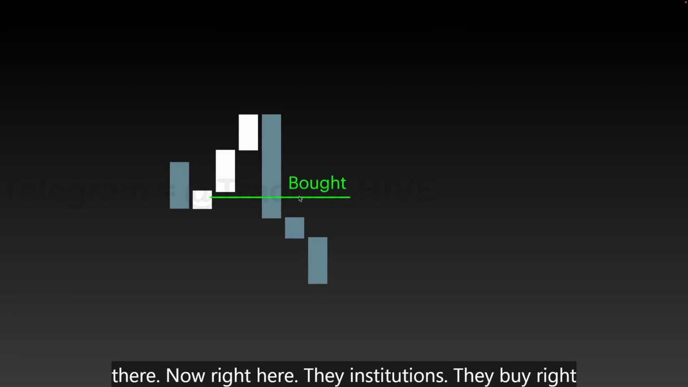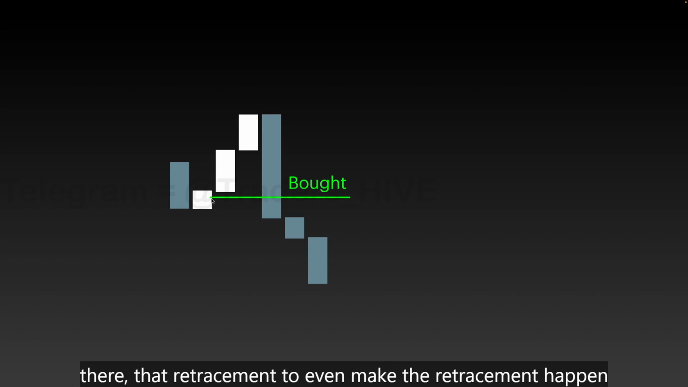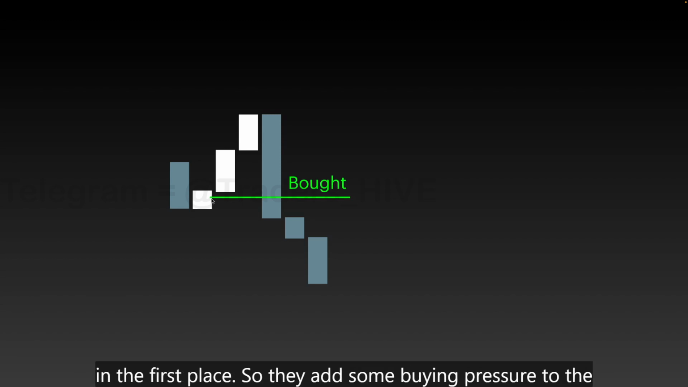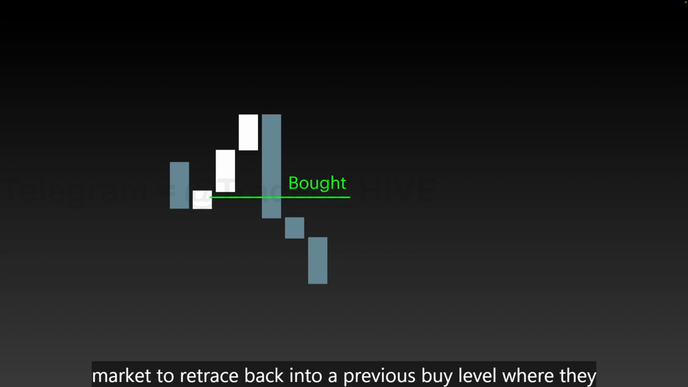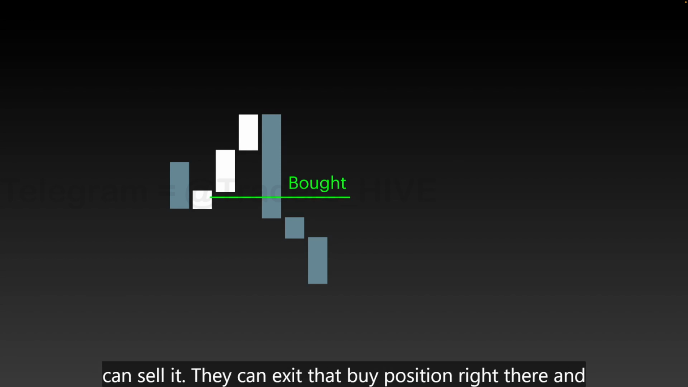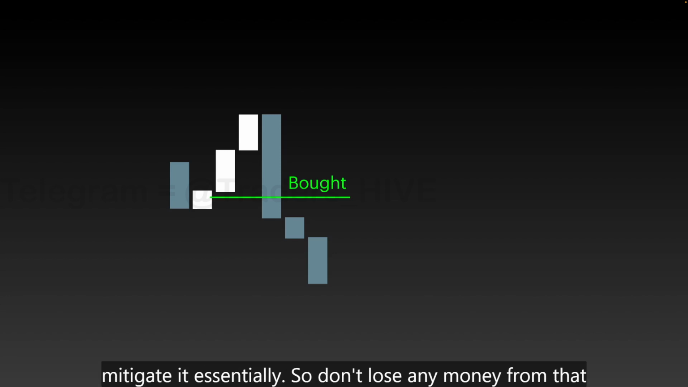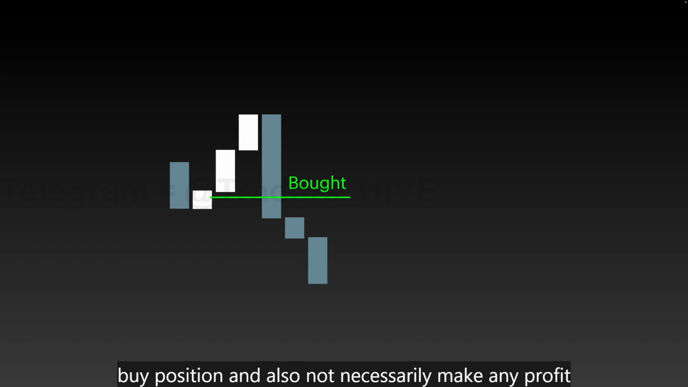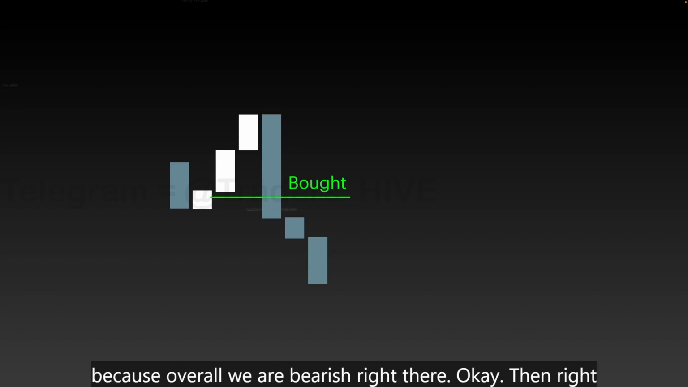Now, right here, institutions, they buy right there that retracement to even make the retracement happen in the first place. So they add some buying pressure to the market to retrace back into a previous buy level where they have a buy position still open. So they can close it and they can sell it. They can exit that buy position right there and mitigate it essentially. So don't lose any money from that buy position and also not necessarily make any profit because overall we are bearish right there.